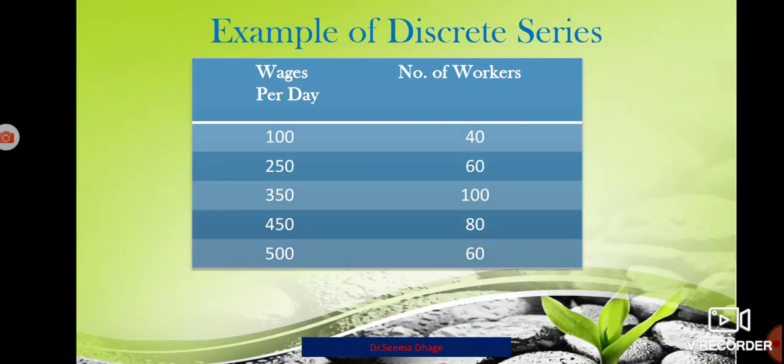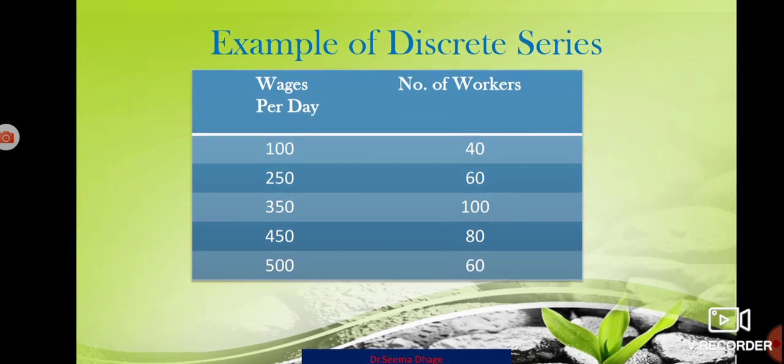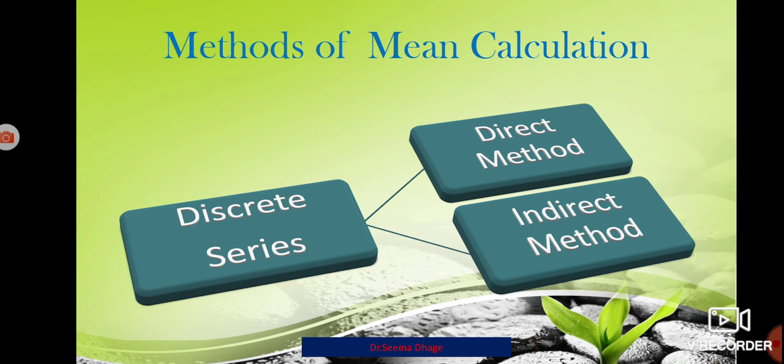Here, we have an example of discrete series. We have two columns, wages per day and number of workers. Wages per day is a variable and number of workers is frequency. So, we can calculate mean of discrete series by two methods. First method is direct method, second method is indirect method. Indirect method is also called the shortcut method.